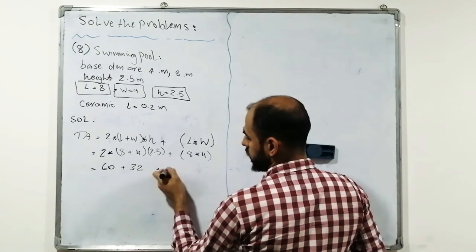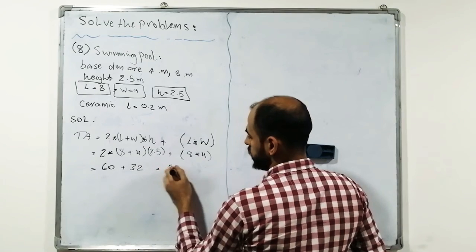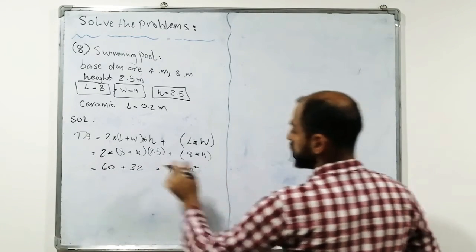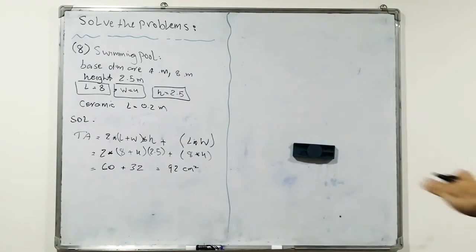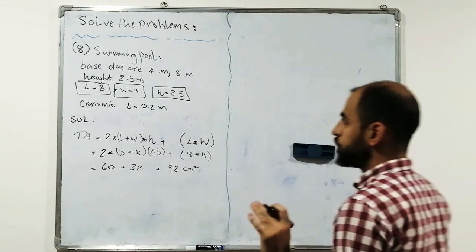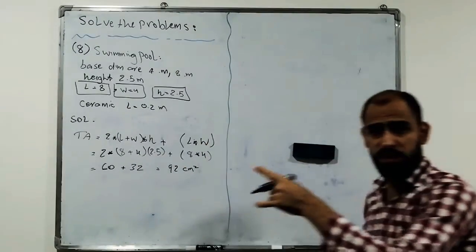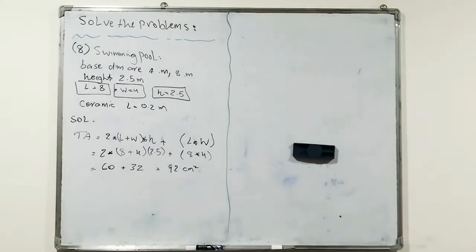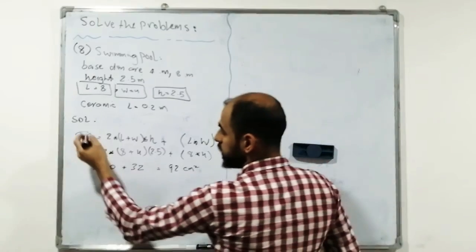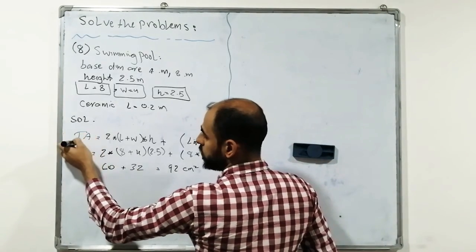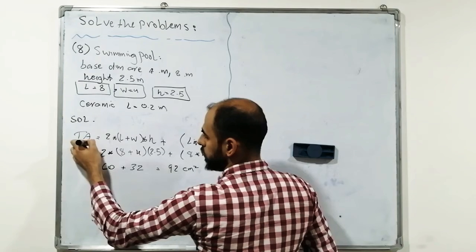60 plus 32 will be 92 centimeter to the power 2. This is the total area of the pool without the upper face, or the upper base. Now we have the next step, the second step, where we have to find the area.